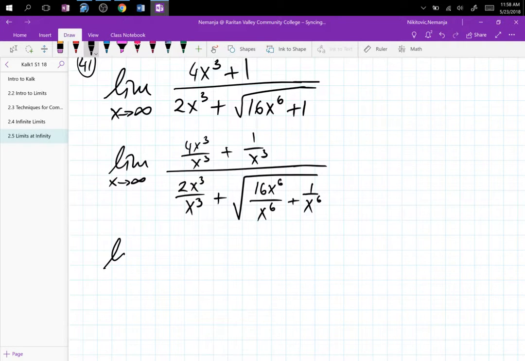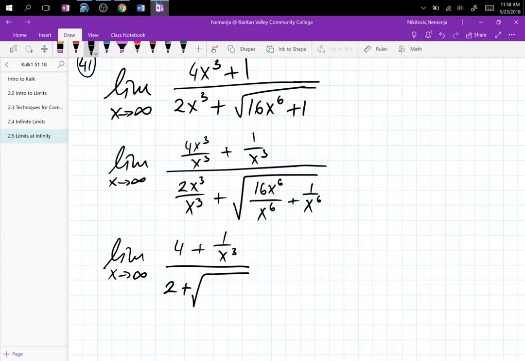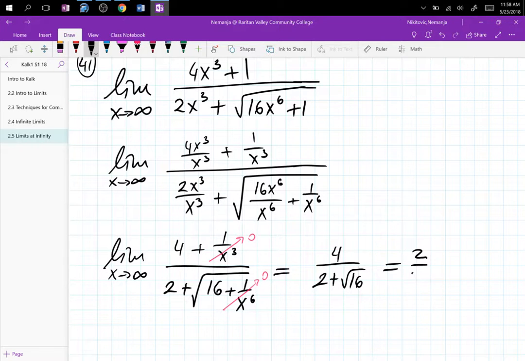So now when you cancel everything, you get 4 plus 1 over x cubed, and then you get 2 plus square root of 16 plus 1 over x to the 6. Now when you apply the limit, as we did before, like 1 over x to the n, all of these go to 0, the limit will kill them, and all is left is 4 divided by 2 plus square root of 16, which is 2/3 when you compute.